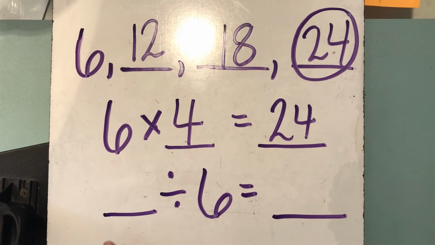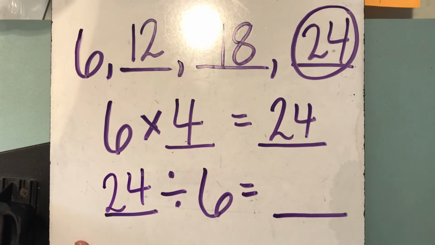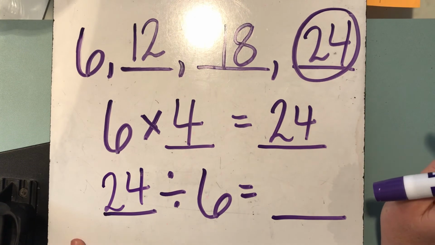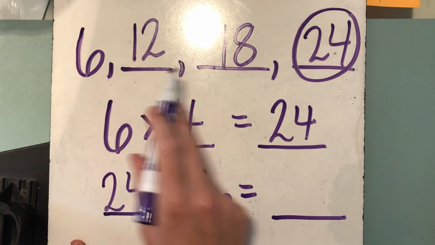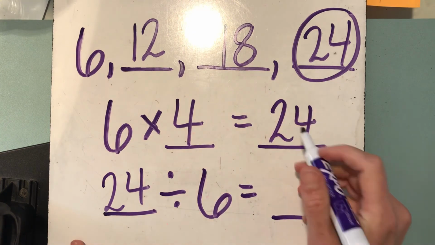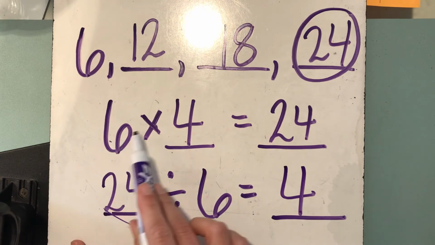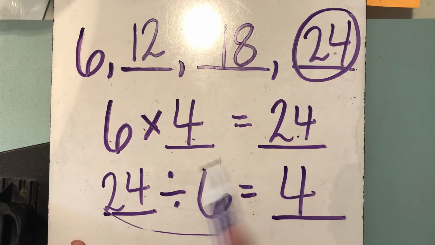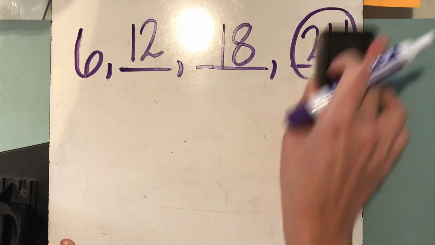All right, so the first number you should have put here is 24, because that was the last number in the sequence. So 24 divided by 6, we're trying to figure out how many times did we skip count, right? 24 divided by 6 is what? 1, 2, 3, 4. Do you guys see these related facts here? 6 times 4 equals 24. 24 divided by 6 equals 4. Okay, moving on. So you will see that in your homework today.